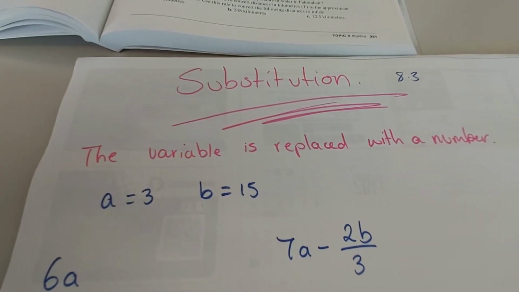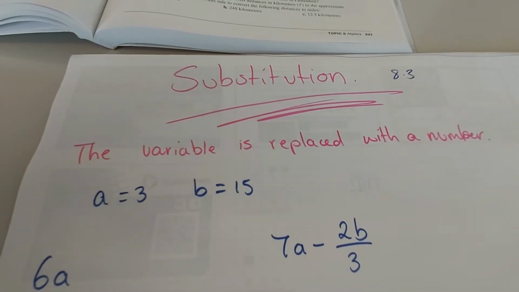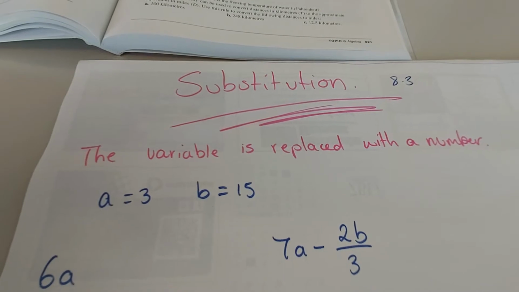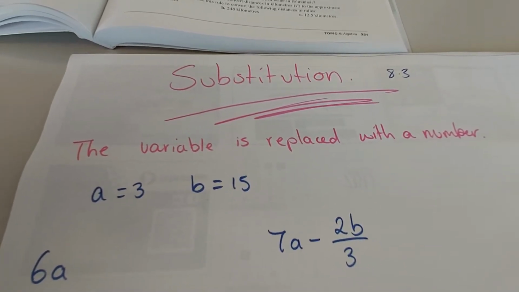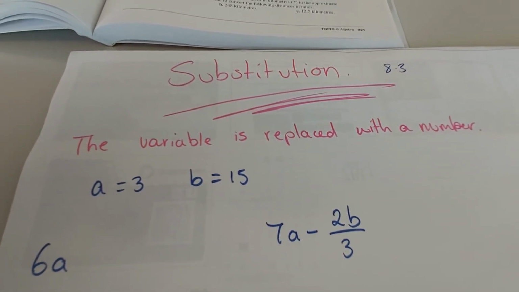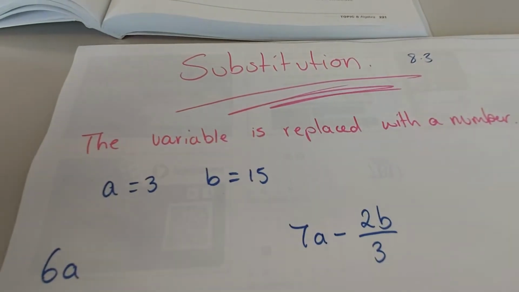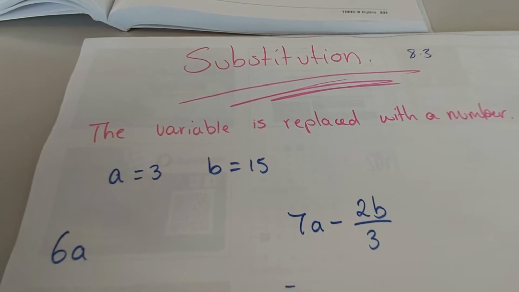Today we are looking at substitution. So basically our variable, our x or y or p or tiny drawing of a weird dog is replaced with a number, okay? So for our examples that we're going to do first, we're substituting an a for a 3, all right? We're substituting a b for a 15.